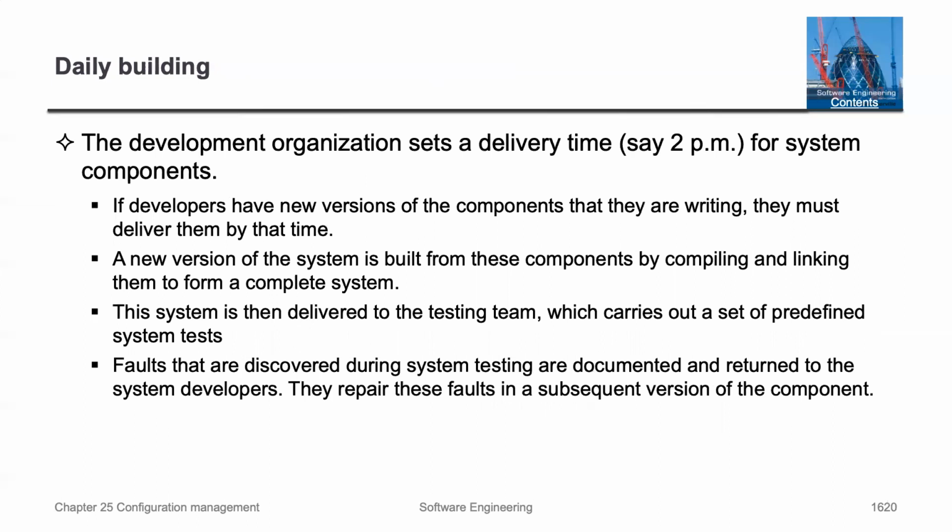For daily building, this development organization sets a delivery time, say 2 p.m. for system components. If developers have new versions of components that they are writing, they must deliver by then. A new version of the system is built from these components by compiling and linking them. The system is then delivered to the testing team, which carries out a set of predefined system tests.